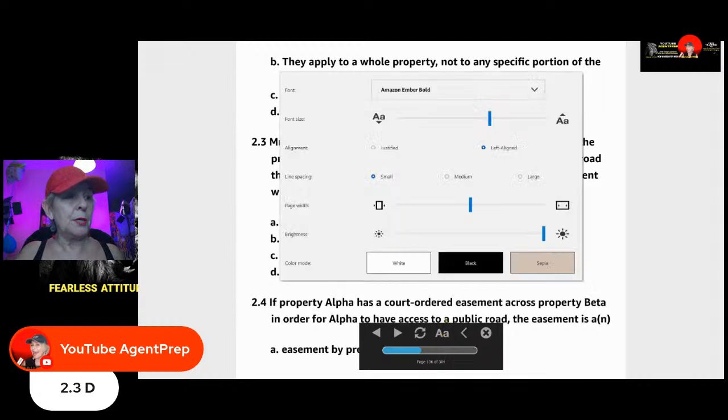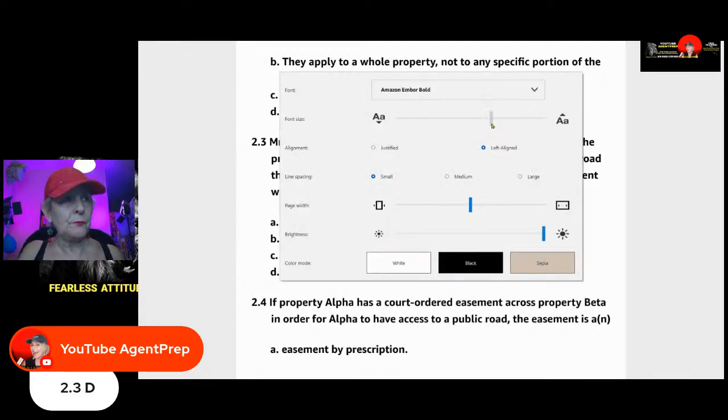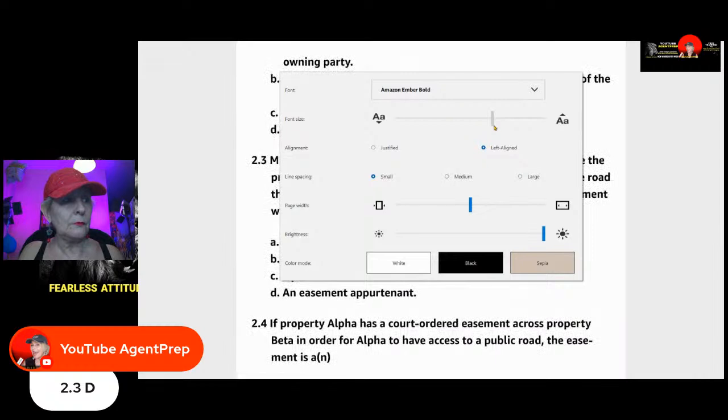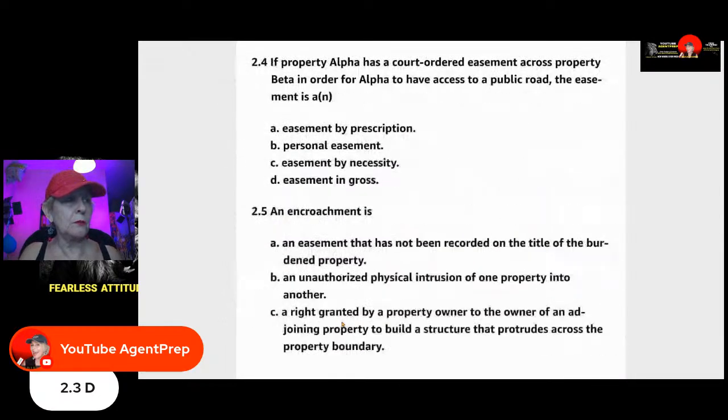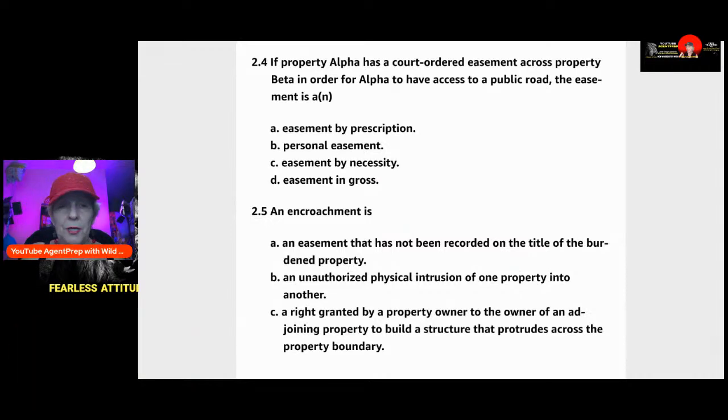All right, number 2.4. If property alpha, property A, has a court-ordered easement across property B, beta, in order for alpha to have access to a public road, the easement is a what? A, an easement by prescription, B, a personal easement, C, an easement by necessity, or D, an easement in gross.